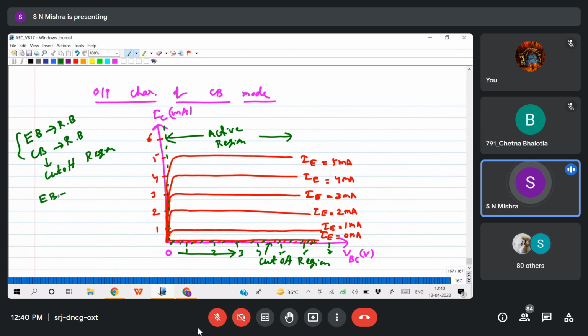So emitter base junction forward biased, collector base junction reverse biased. So this is your active region. Okay, is it understood?